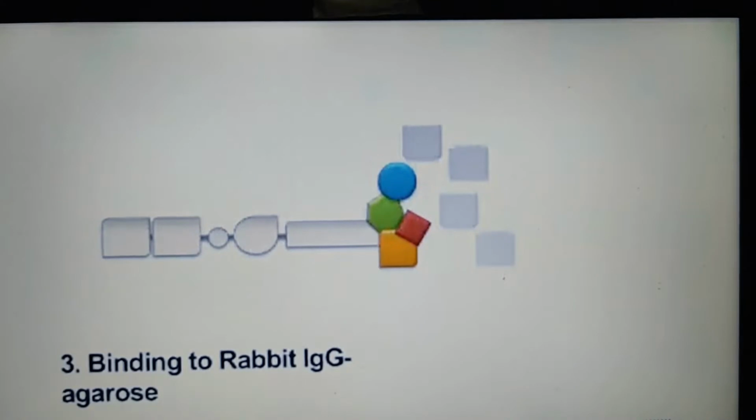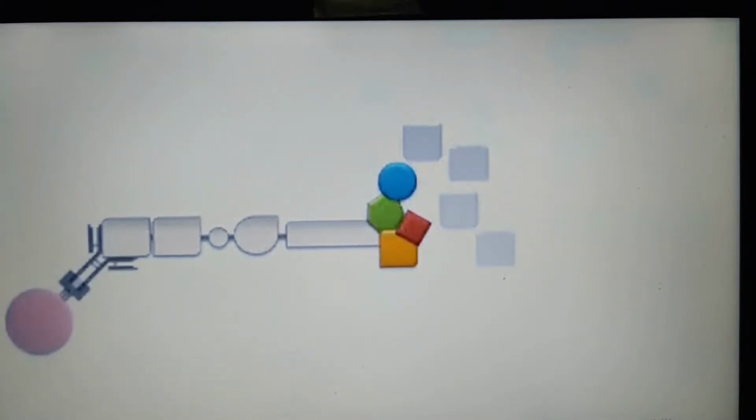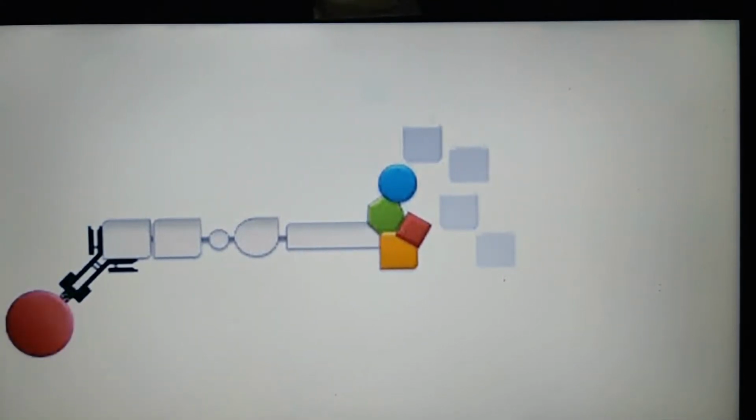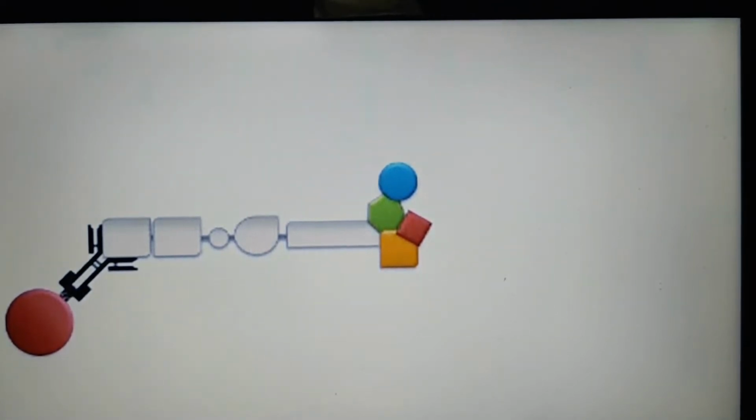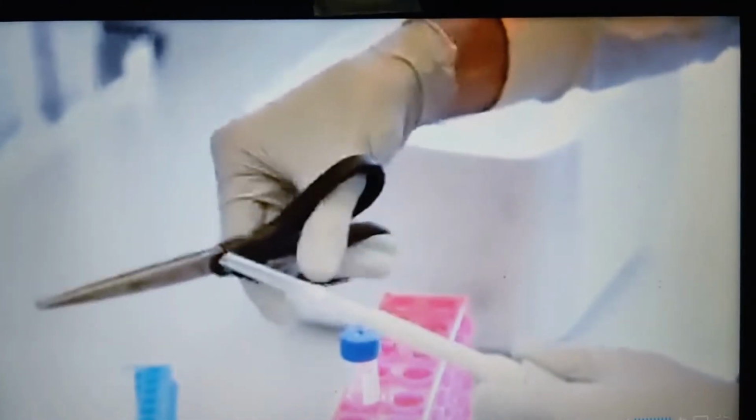Step 3. Binding to rabbit IgG agarose. In this stage of the protocol, the protein G tags are immunoprecipitated by rabbit IgG agarose. To aliquot agarose beads, remove the end of a pipette tip. This helps to avoid damaging the beads.